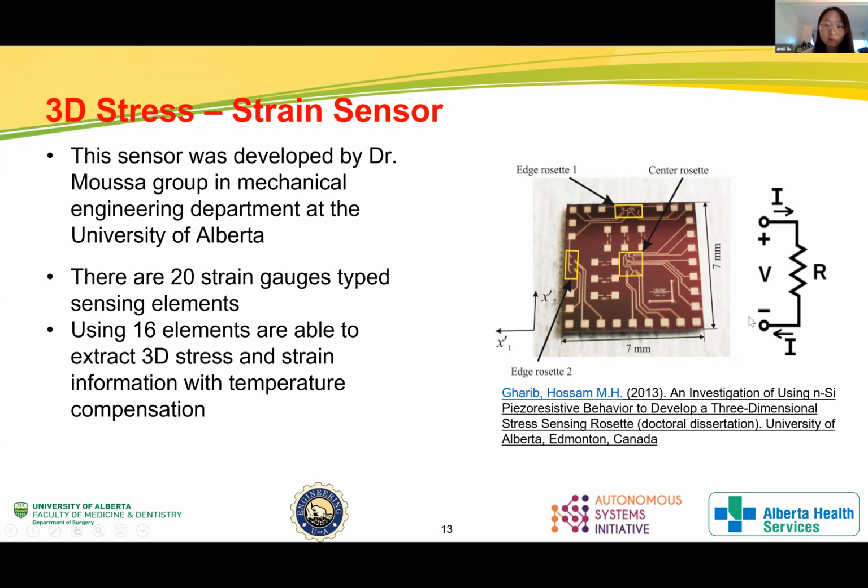When the sensor is compressed or stretched, it will experience a change in resistance. And according to Ohm's law, by supplying a constant current, we can convert this change in resistance to a change in voltage, which can be measured and recorded by the microcontroller.